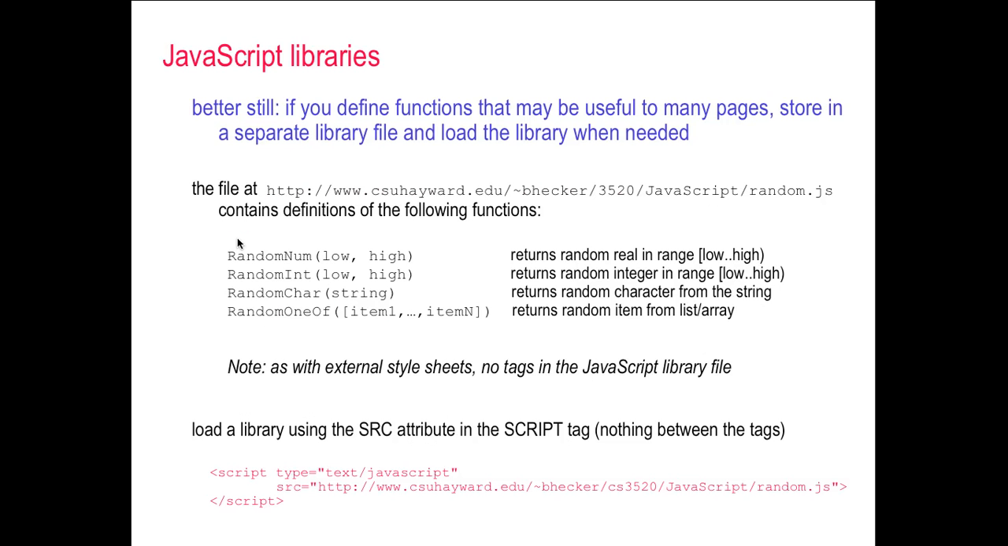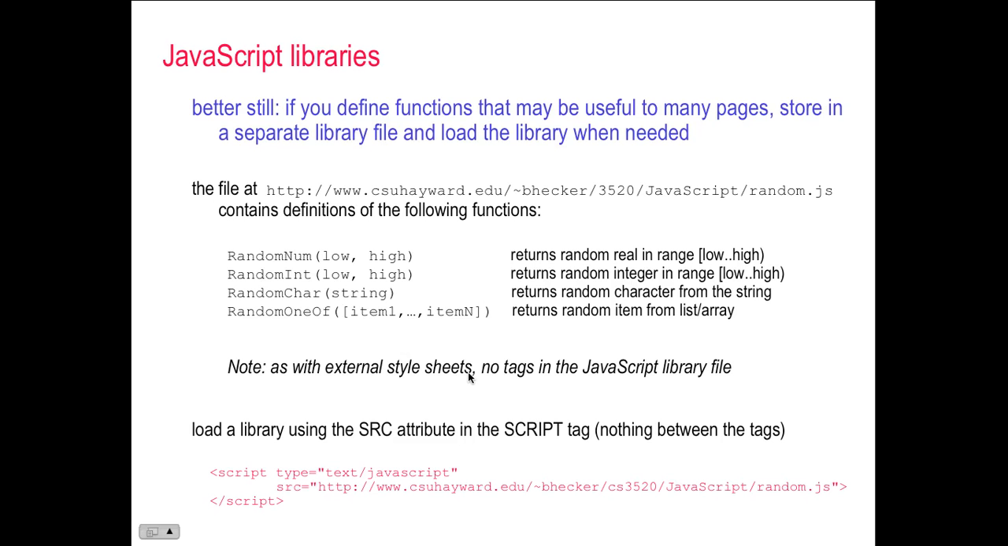Alright, so JavaScript libraries. Better still, if you define the functions that are useful for many different pages, store them in a separate file, and load the file into the page when you need it. Here's an example, called random.js. This file doesn't exist, by the way; it's been moved to a different server. Inside we have random number (low, high), which returns a random number, plus random integer, random character, and so on. So we have a lot of different randoms that we can use in this example.